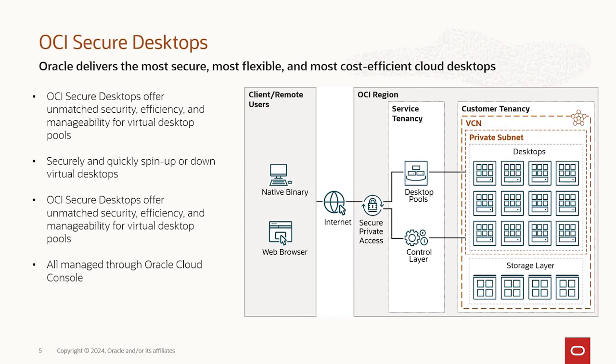And you then simply assign users to these pools of desktops. And a user then can basically go to a URL and see the desktop that they are entitled to use, and then just connect to the desktop right from the web browser. Everything is managed through the OCI console and the SDKs, the software development kits, so you can automate everything.